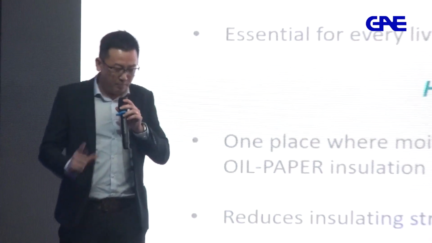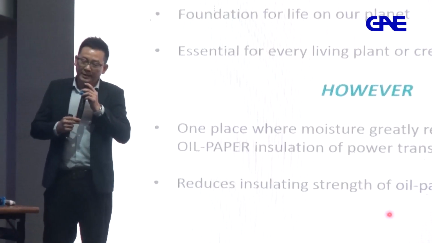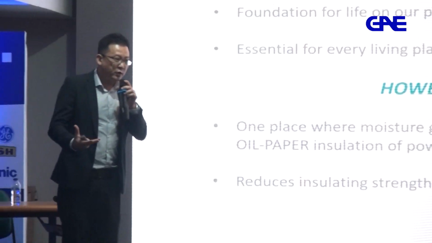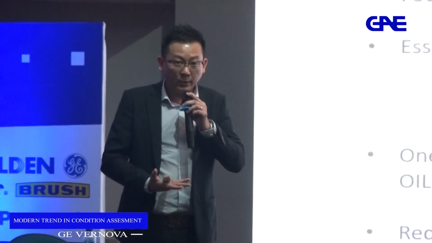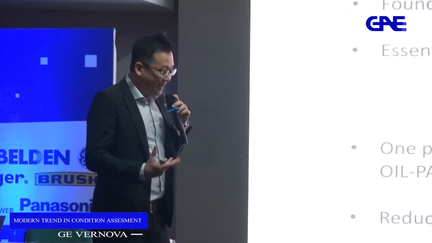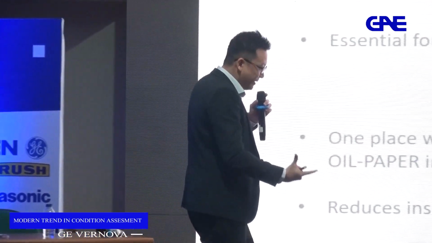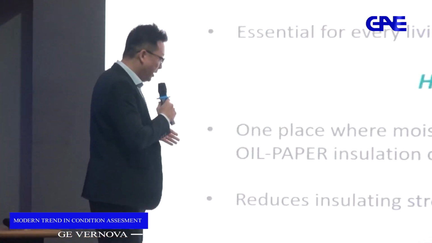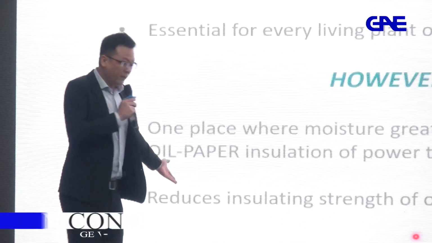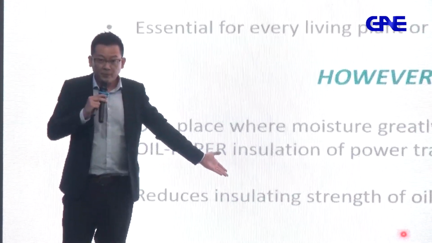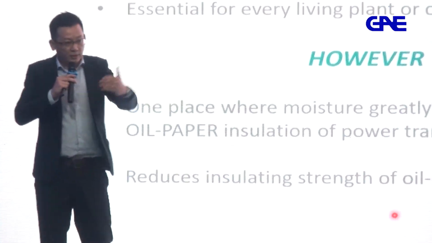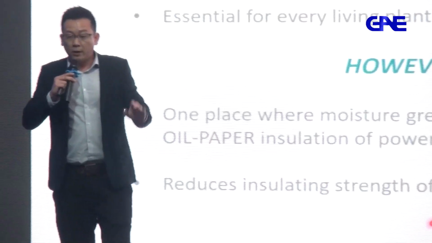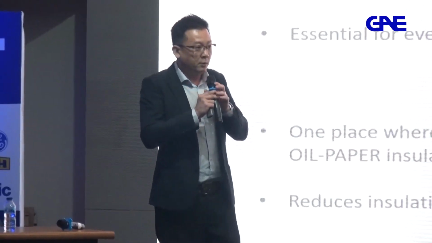Okay, however, there's one place where you really don't want to see moisture inside, which is the oil paper insulation of a power transformer. When there is moisture inside the transformer, you actually reduce the insulating strength of the oil paper.